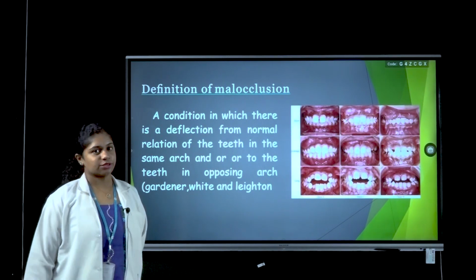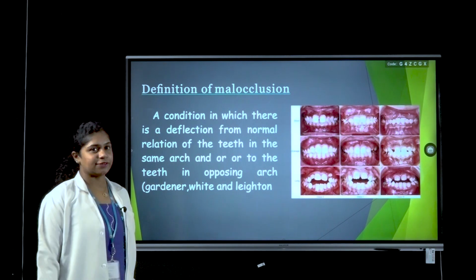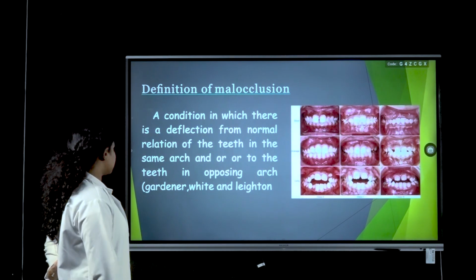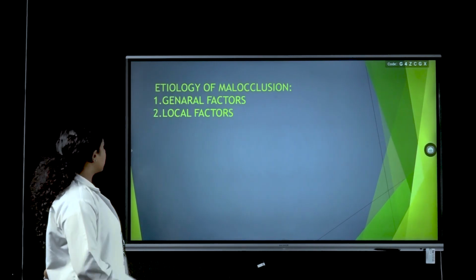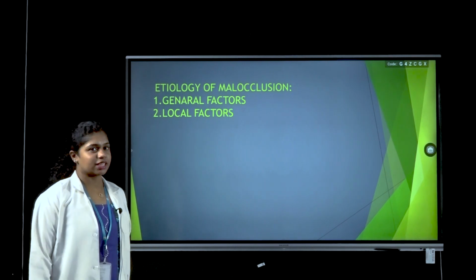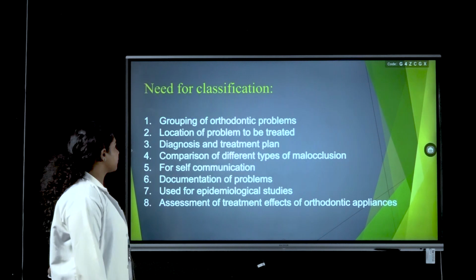So, what is malocclusion? Malocclusion is a condition in which there is any deflection from the normal relation of the teeth in the same arch or in the opposite arch. So, etiology of malocclusion can be broadly divided into general factors and local factors.